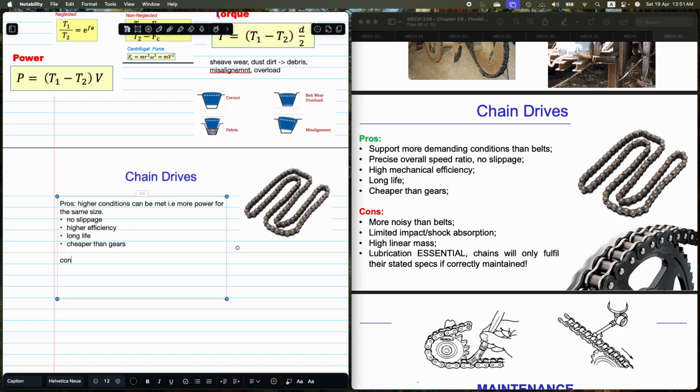Cons: more noisy, limited impact, high linear. Lubrication is essential. I think that's it.